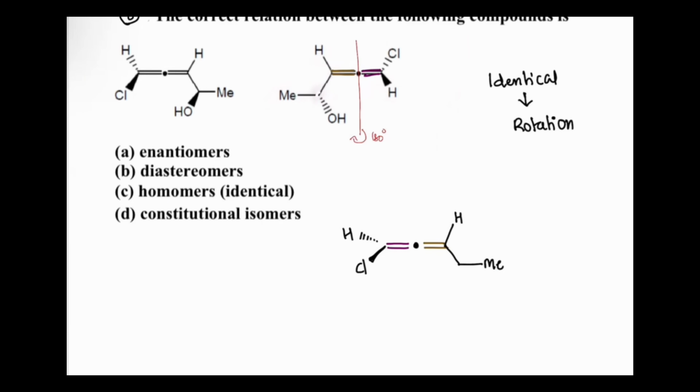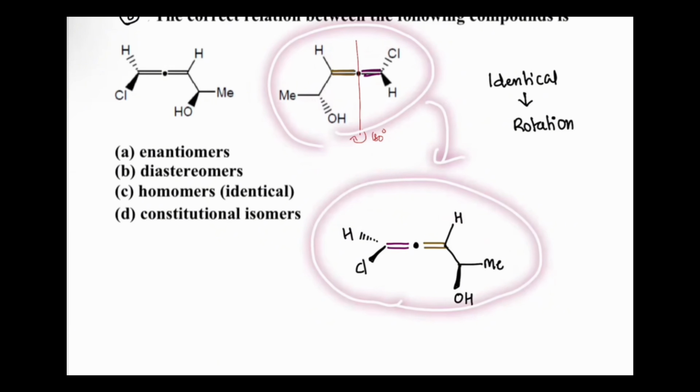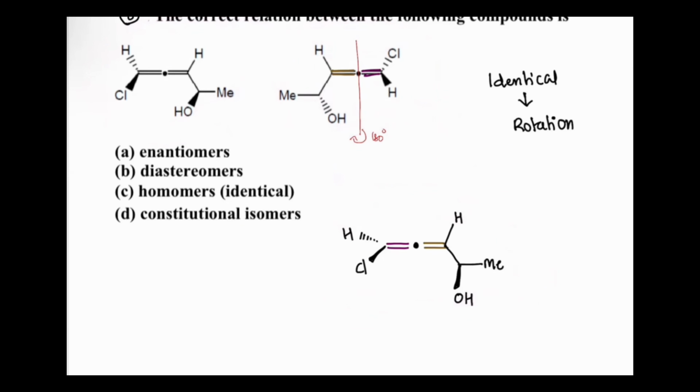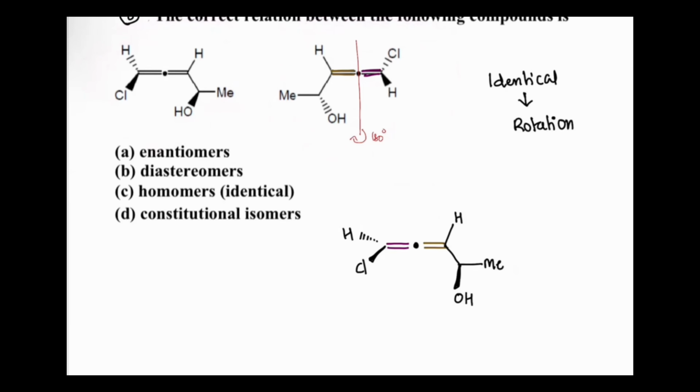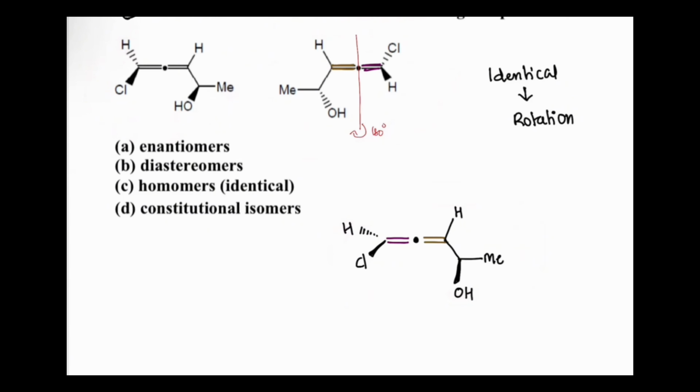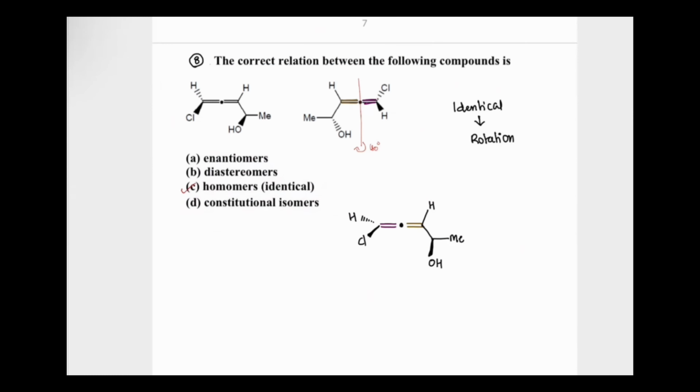And now we have a substituent. Before the rotation, it was below the plane. So after the rotation, it will come above the plane. So OH will come above the plane. So just by rotating the second molecule by 180 degrees, we are getting this. Here we can see this is exactly similar to the first molecule. So that means this molecule and this molecule are exactly similar. That means they are identical. So the answer will be C. They will be homomers or identical. So if you get two molecules like this in an exam and we need to find the relation between them, first we will consider whether they are identical or not.